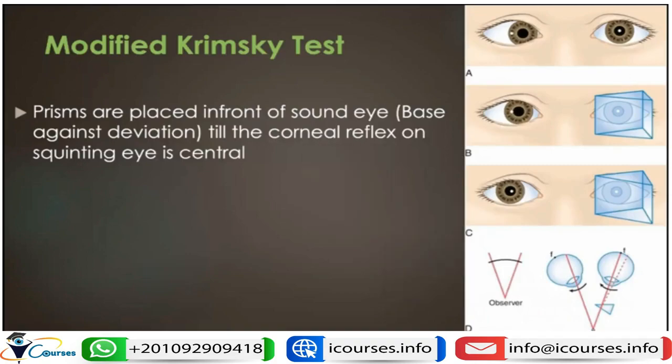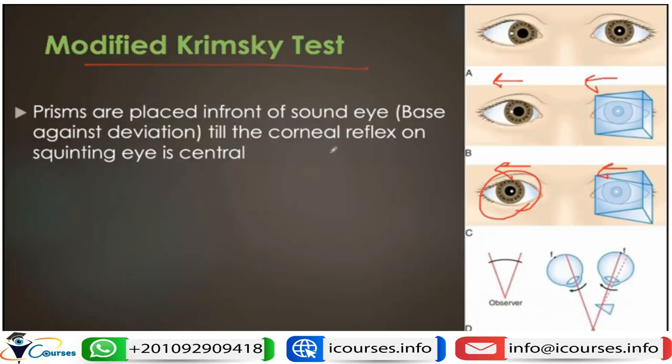It will be easier, or less confusing. So putting the prism with the base out in front of the sound eye, or the left eye, will cause movement toward the right. So the light reflex starts to be more central in the squinting eye. Increasing the prism diopter again will cause movement of both eyes by Hering's law of equal innervation. So we increase the power of the prism until the light reflex becomes central in the deviated eye.